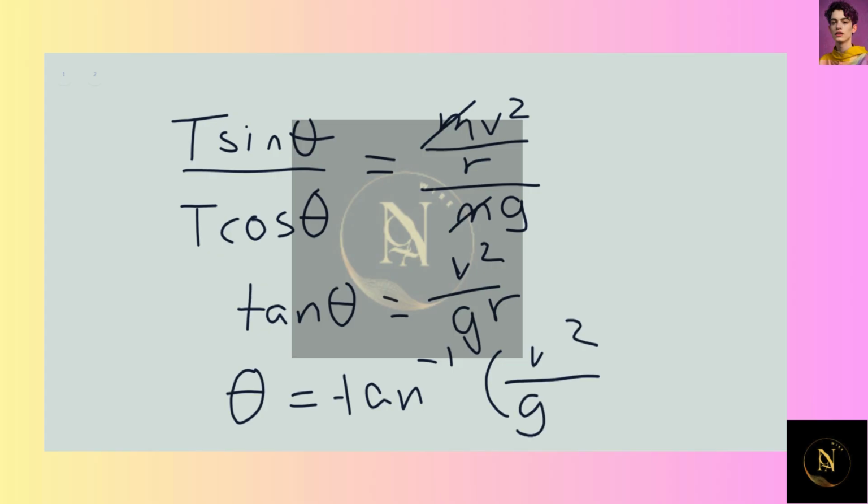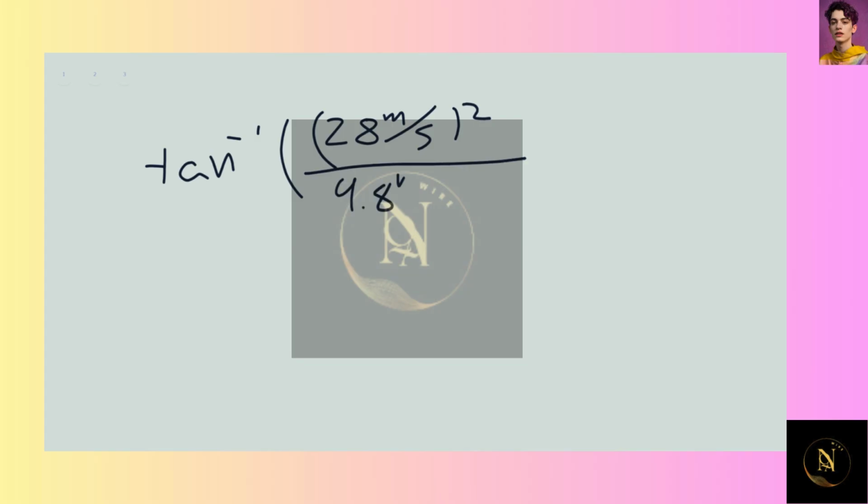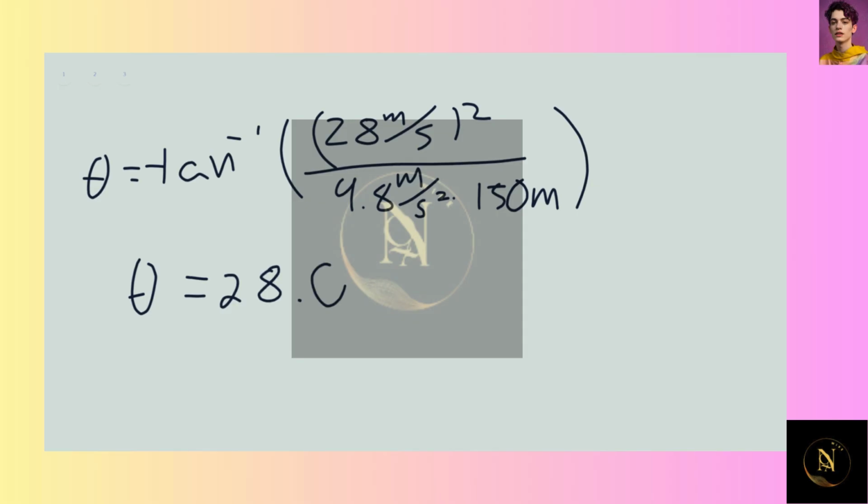Now we have everything in terms of quantities that we know, and that enables us to simply plug in. And we get 28 meters per second, squared, all over 9.8 meters per second squared times 150 meters. When we solve this, we find that theta is equal to 28.07 degrees, or to round to the nearest full angle, 28 degrees. And that is going to be our answer for this problem.